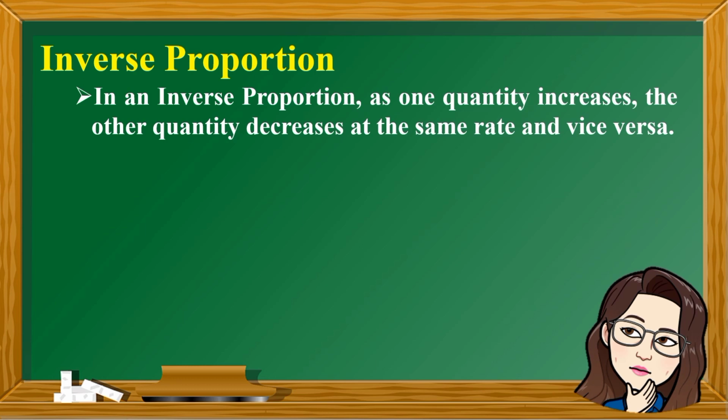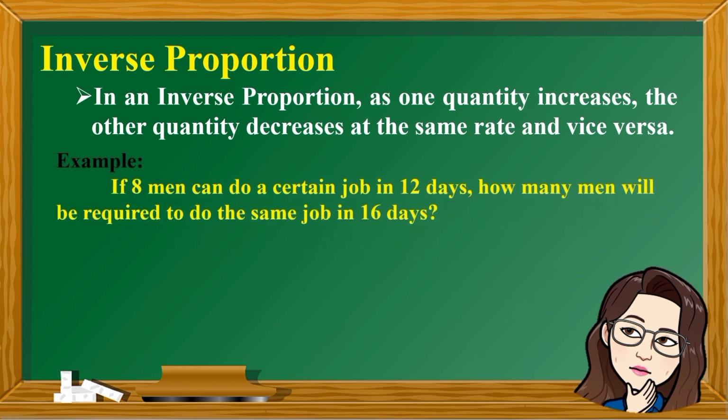To analyze the given problem, we can deduce that fewer men will be required to finish the same job for a greater number of days. Thus, there are quantities that may not be directly proportional to one another. In this case, an increase in one quantity results in a proportional decrease in the other, and vice versa. This is what we call inverse proportion. Let us solve the problem using inverse proportion.